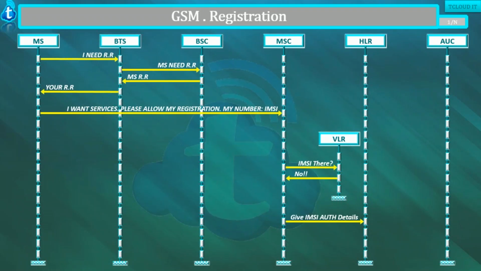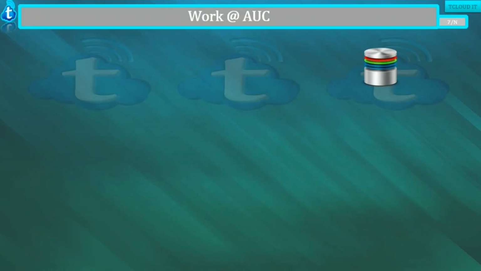So MSC says that to HLR. HLR quickly goes to the authentication center. Hey man, I need you here. Help me out. Please generate the authentication details for this user. MSC is asking for it. So what does the authentication center do here? Of course, the protocol here is again the MAP protocol. Fine. But what work will our authentication center perform here?